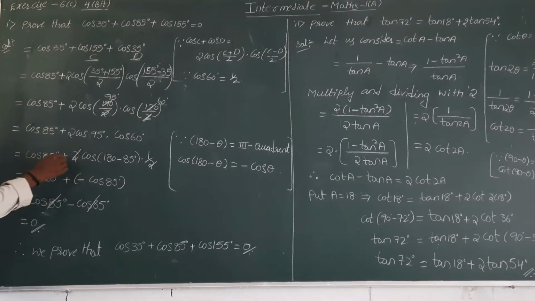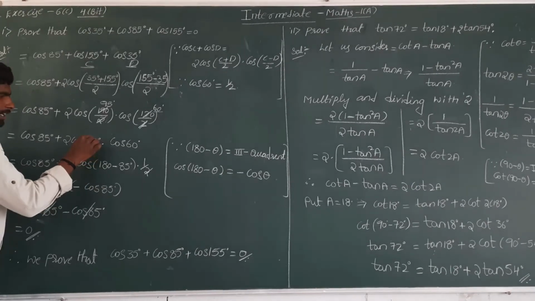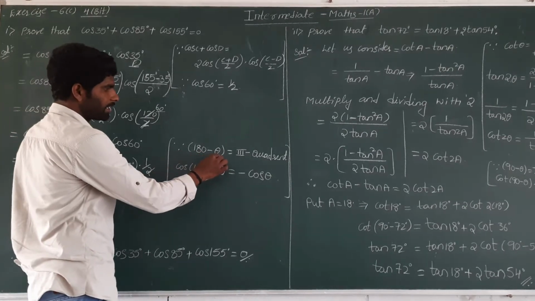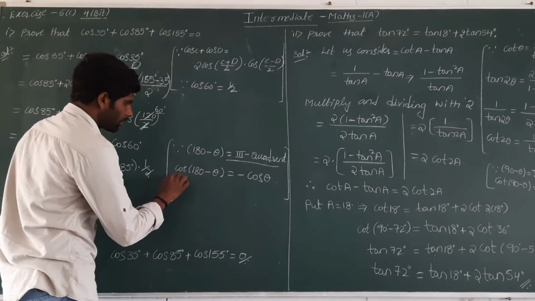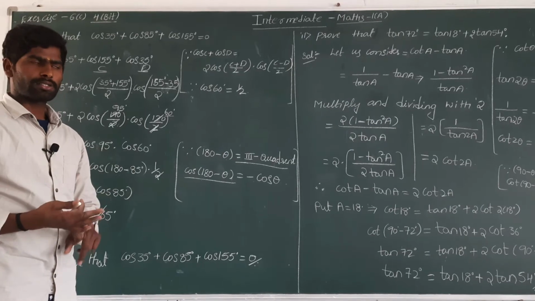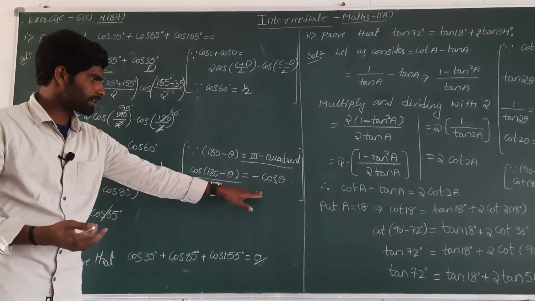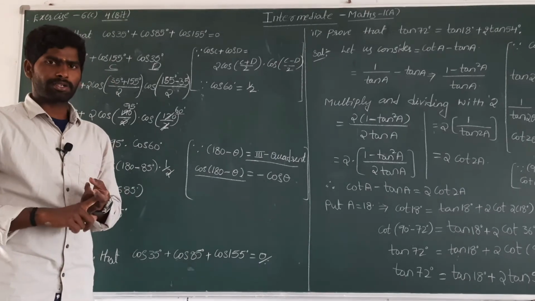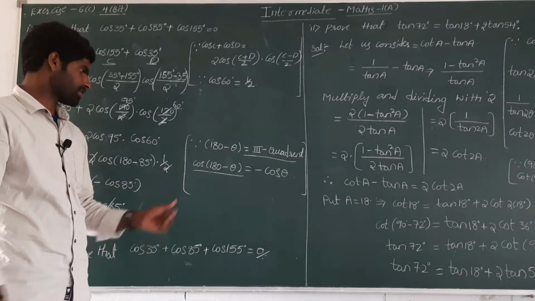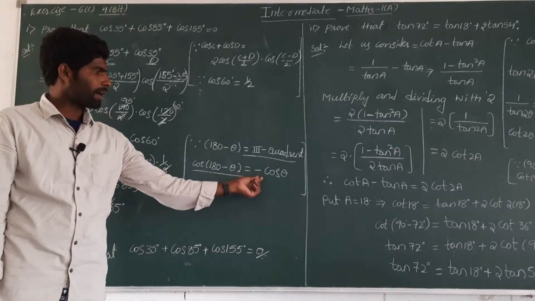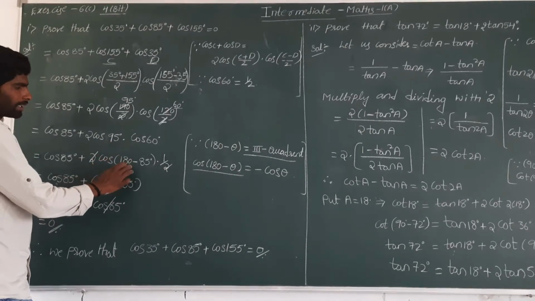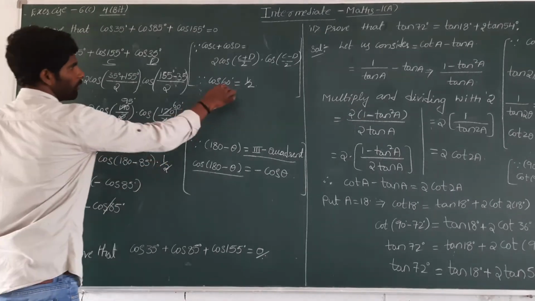Cos 85 degrees, and cos 95 I can write as 180 minus 85 degrees. 180 minus theta is in the second quadrant, and cos of 180 minus theta is minus cos theta. In the ratio, 180 and 360 ratios are not changed, but their signs are changed here. Cos 180 minus theta is nothing but minus cos theta. So similarly I am writing here 95 as cos of 180 minus 85 degrees. Cos 60 is nothing but 1 by 2. So 1 by 2 here.